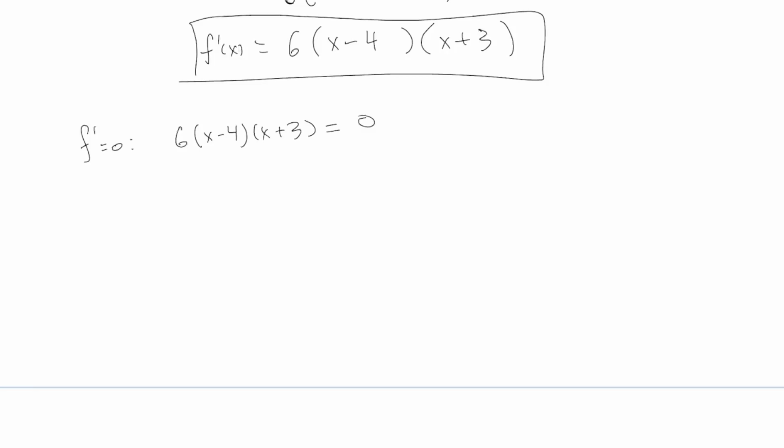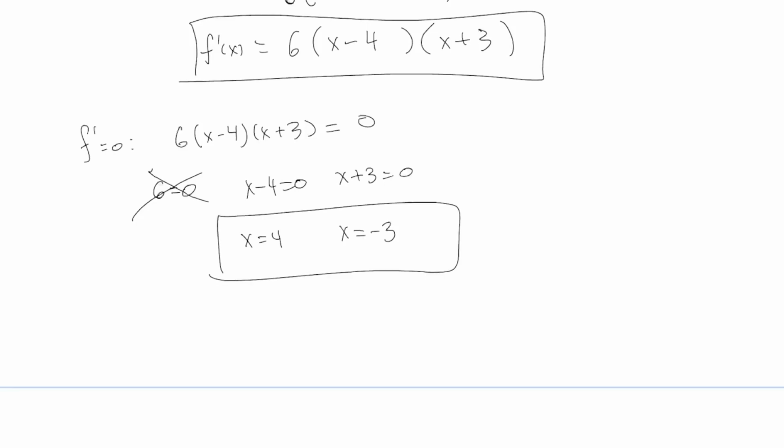That means, since it's factored already, we set each individual piece equal to 0. So I go 6 equals 0, x minus 4 equals 0, x plus 3 equals 0. And then you solve each of these for x. The middle one, you add 4, you get x equals 4. The last one, you subtract 3, you get x equals minus 3. And 6 equals 0, that just doesn't give you anything. You can't solve that for x. There's no x in there, so we don't get any critical numbers from that portion. We just get these two critical numbers.